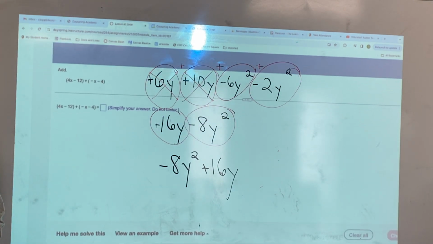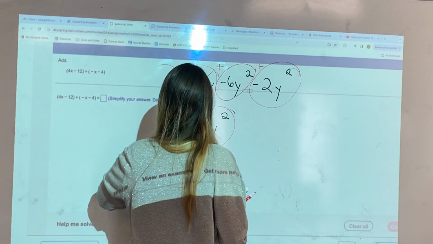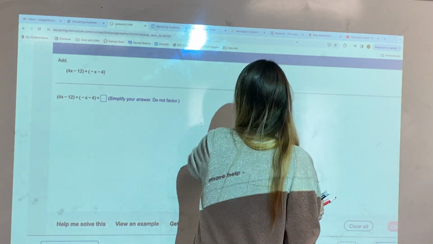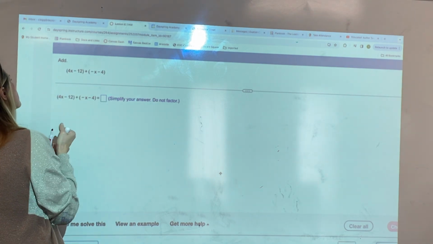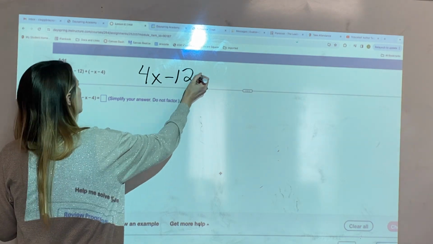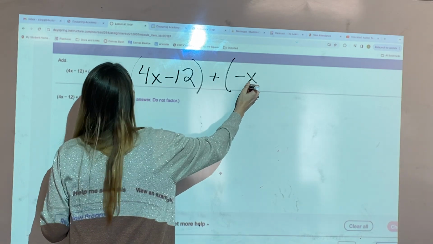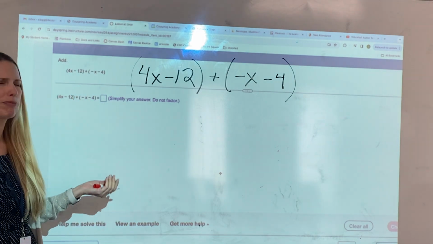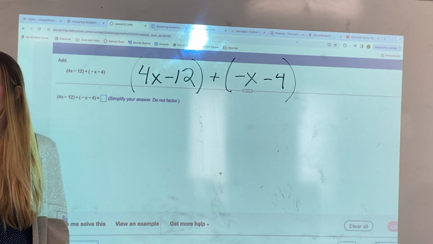All right, now we are adding these polynomials, also called binomials. I'm going to write that a little bit bigger. 4x minus 12 plus -x minus 4. Now, let me tell you something about these parentheses here. Do you want to tell me or do you want me to tell you? Tell me something about these parentheses here.